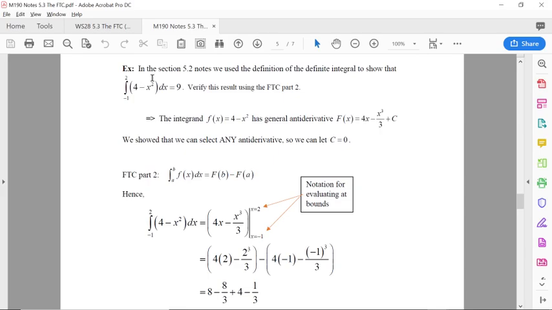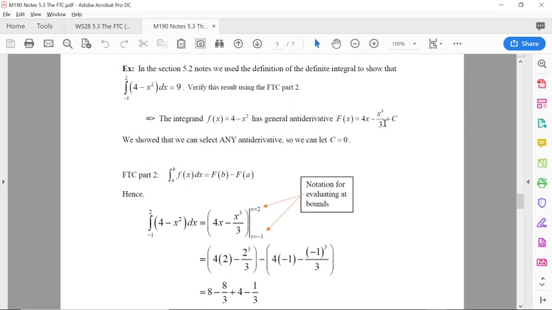That is, first find an antiderivative of the integrand. Recall that the antiderivative of a power function was found by reversing the power rule. You add 1 to the exponent and then divide by the new exponent. So for instance, the antiderivative of 4, that is 4x to the 0, would be 4x to the first divided by 1, or just 4x. The antiderivative of x squared would be x to the third divided by 3. So 4x minus x cubed over 3 plus c is the general antiderivative for this integrand.